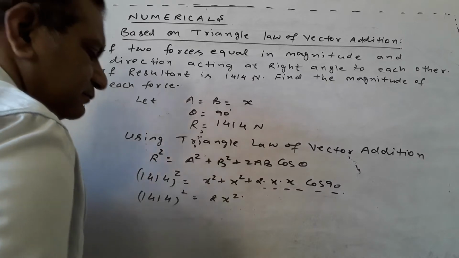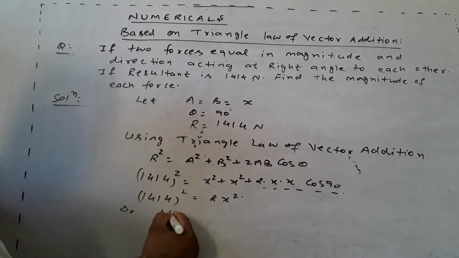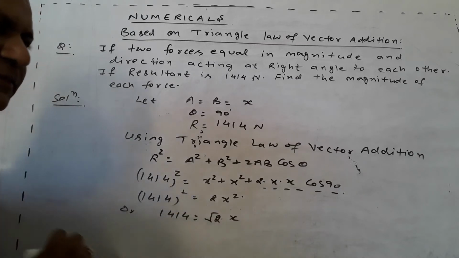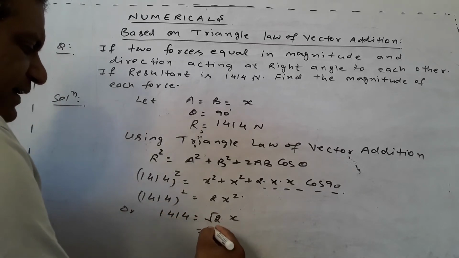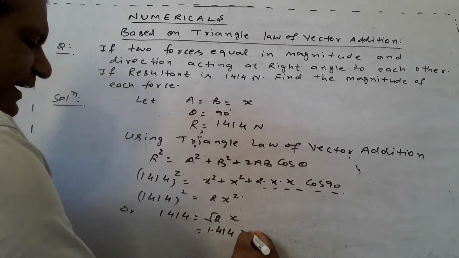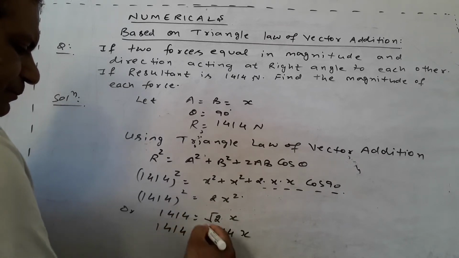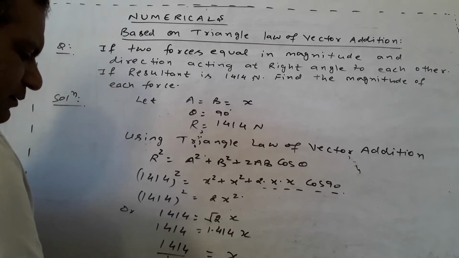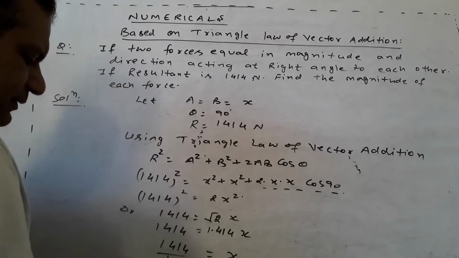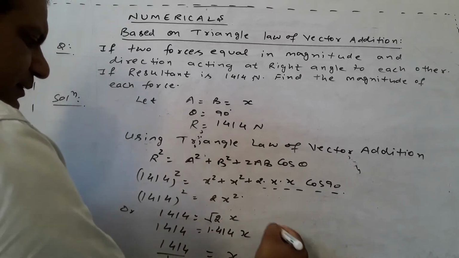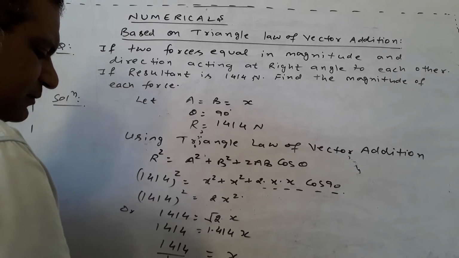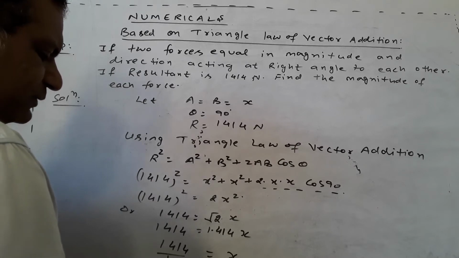1414 whole square. Or you can write 1414 equals under root 2 into x. Under root 2 is 1.414, so 1.414 x. So x will be 1000. Therefore A is equal to 1000 Newton, as well as B is also 1000 Newton.